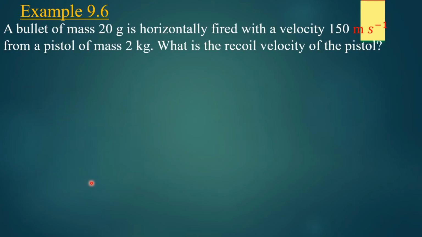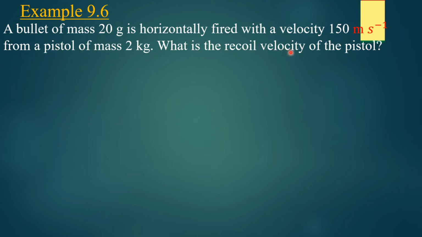Let us now see example 9.6. The question is, a bullet of mass 20 gram is horizontally fired with a velocity of 150 meter per second from a pistol of mass 2 kg.